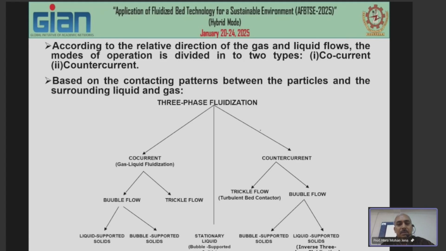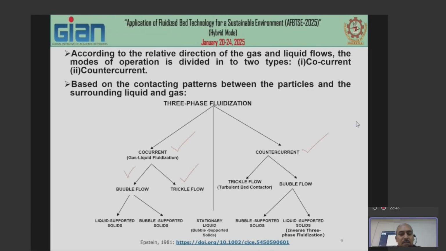The three-phase fluidization is either co-current or counter-current. Again, in co-current, it is bubble flow or trickle flow. Bubble flow means liquid is continuous and gas moves in the form of bubbles, and in trickle flow, the gas is continuous and liquid trickles down. That means it just moves on the surface of the solids in the form of a film. That is trickle flow.